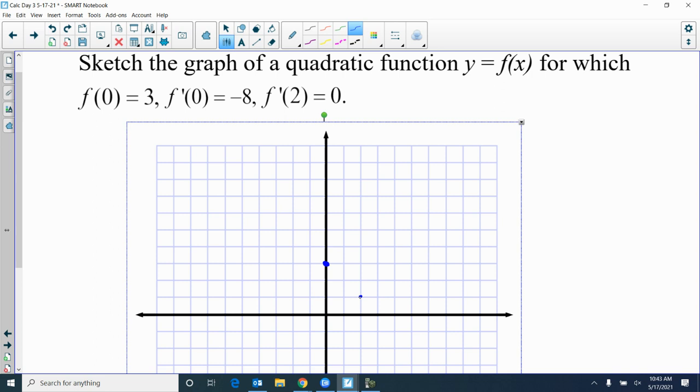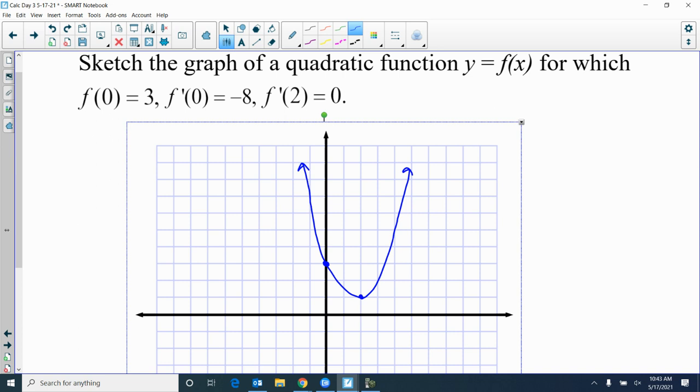And so if this is 2, it's going to look something like that. The slope right here would have to be -8, so it's decreasing. The slope there is 0, and it hits f of 0 equals 3, so it hits all my conditions. The first time through, it takes a little while to sink in. That's all right, but once you see it, hopefully then it makes sense.